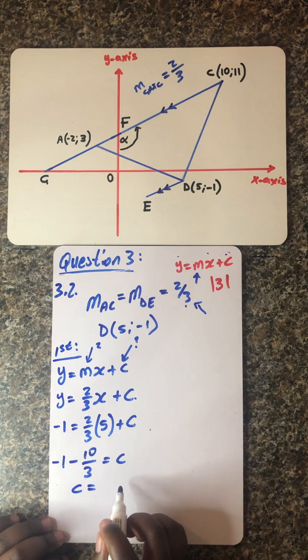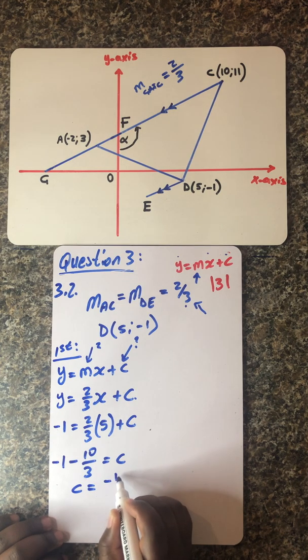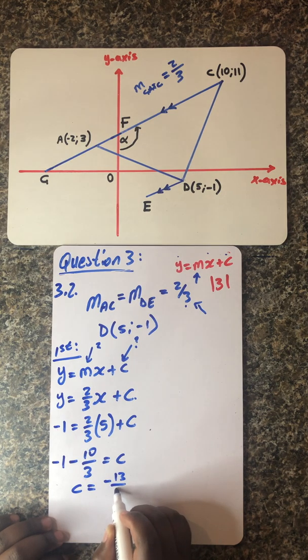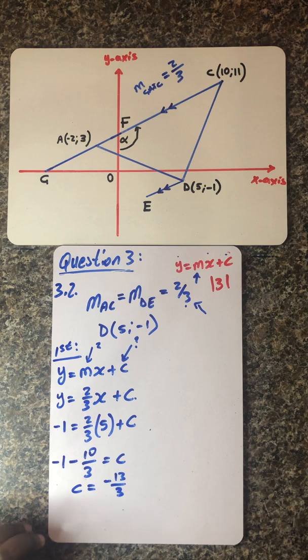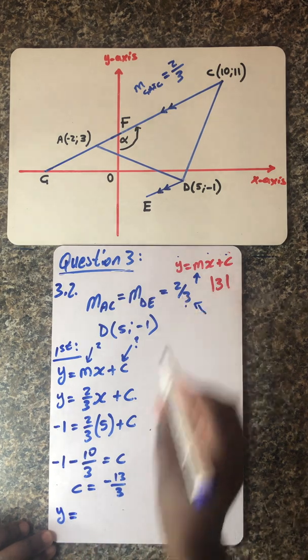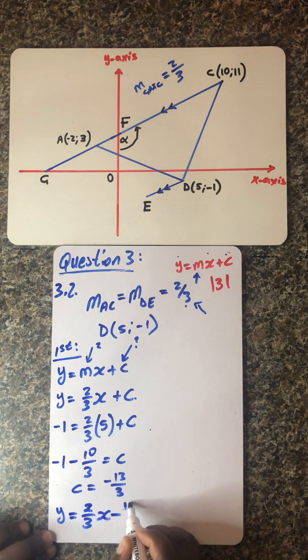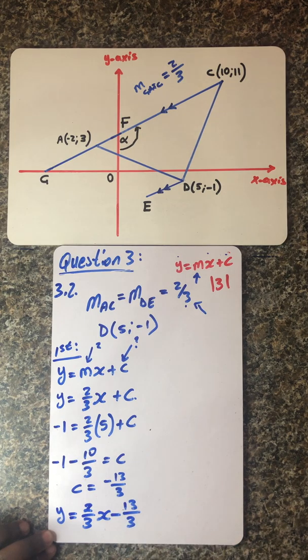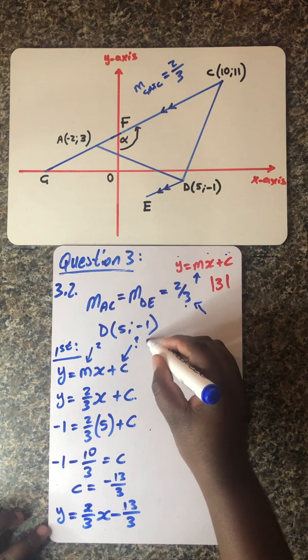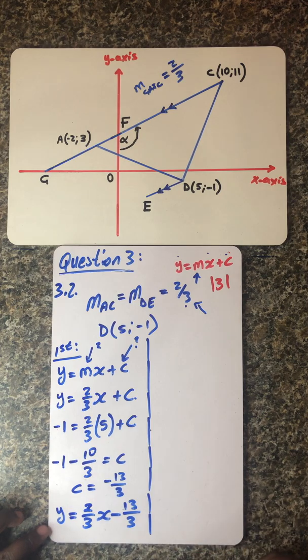It's equal to -13/3. Okay, so ladies and gentlemen, how do we then answer this question? This is where you now see y equals, the gradient is 2/3x minus 13/3. Okay, so let's consider this as the first method in which you can answer that question.